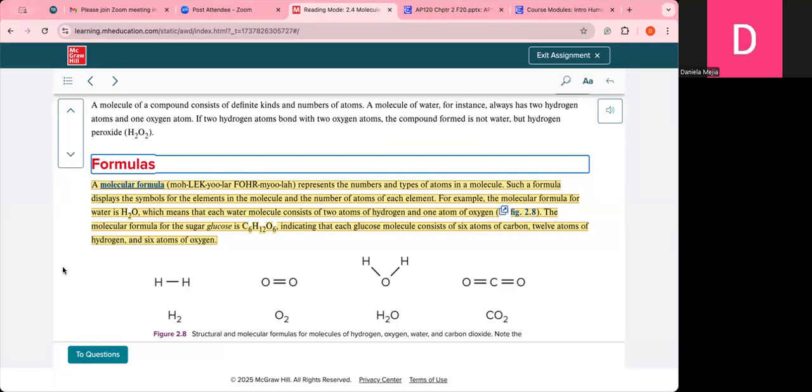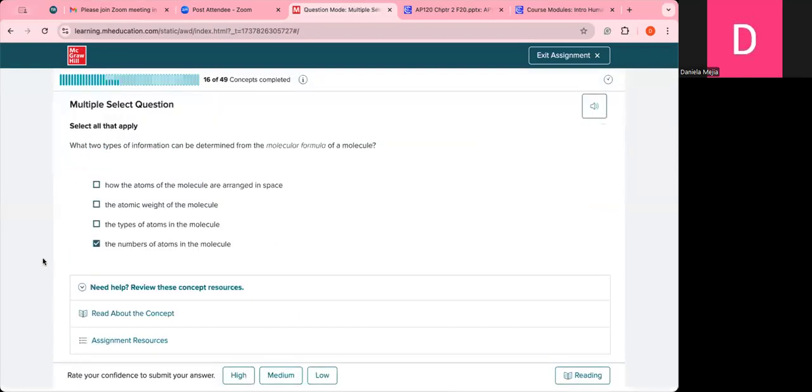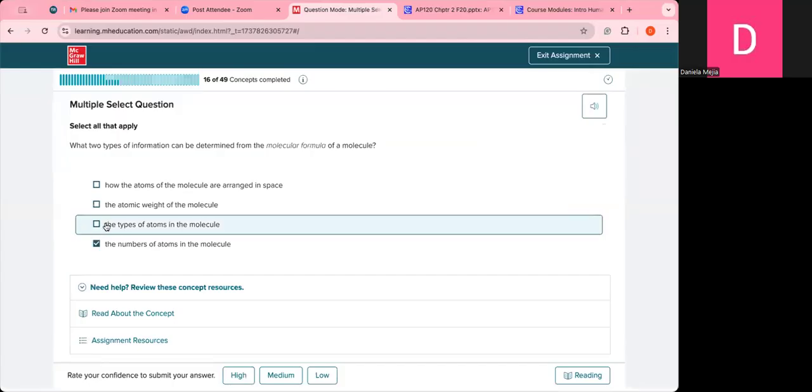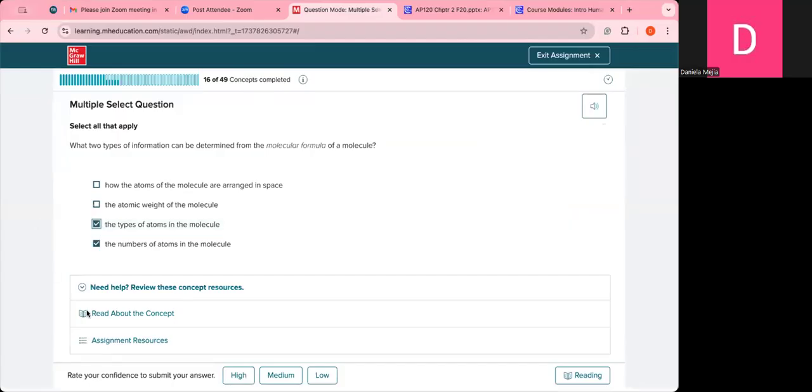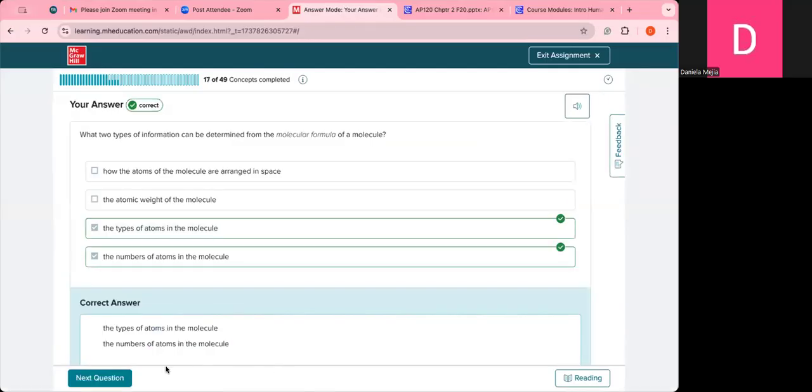The molecular formula for glucose is C6H12O6, indicating that each glucose molecule contains 6 atoms of carbon, 12 atoms of hydrogen, and 6 atoms of oxygen. So it's the number of atoms in the molecule and the type of atoms in the molecule. You already selected the number, so the other one is the type. Good job. Nice.